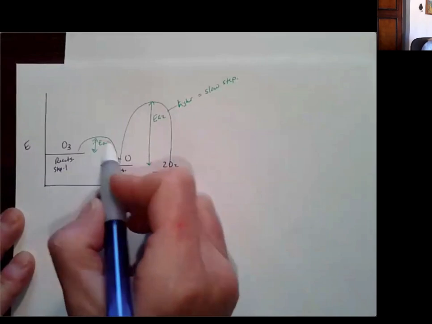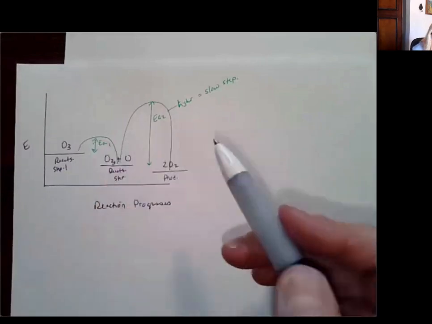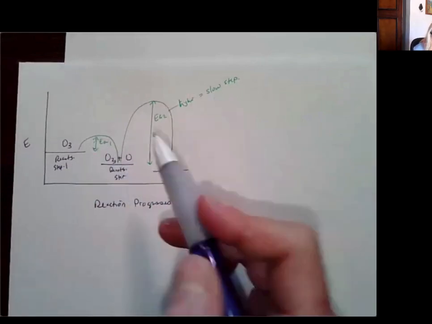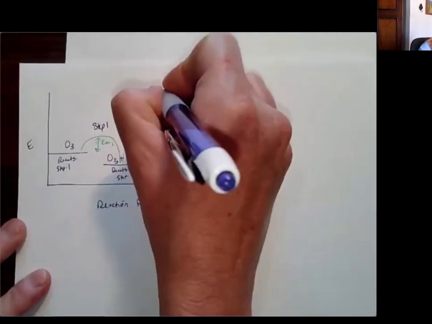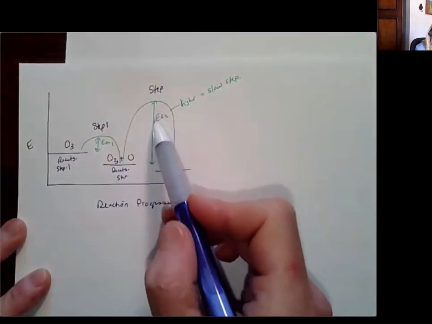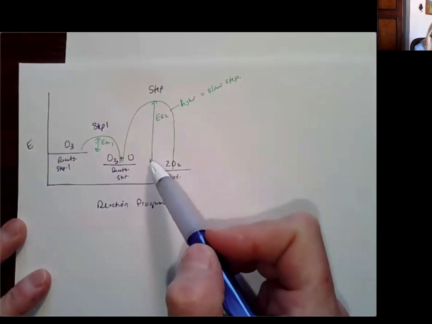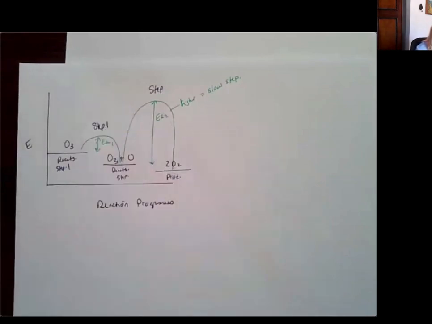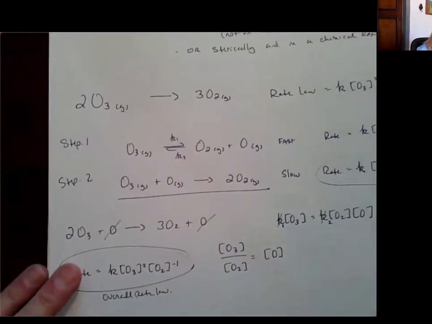So it's 2 steps, so I expect to see 2 activation energies, one for each of these steps. This is step 1, this is step 2. I would expect if step 2 is my slow step for it to have a higher activation energy. Now if I add a catalyst, let's say I take this reaction and I add a catalyst.